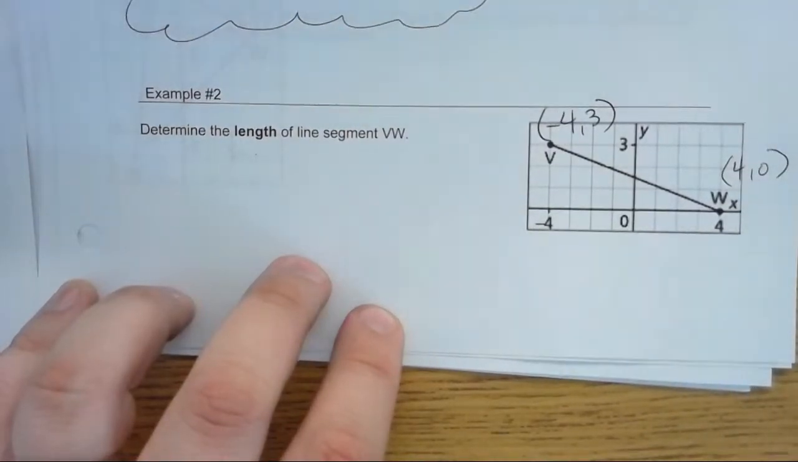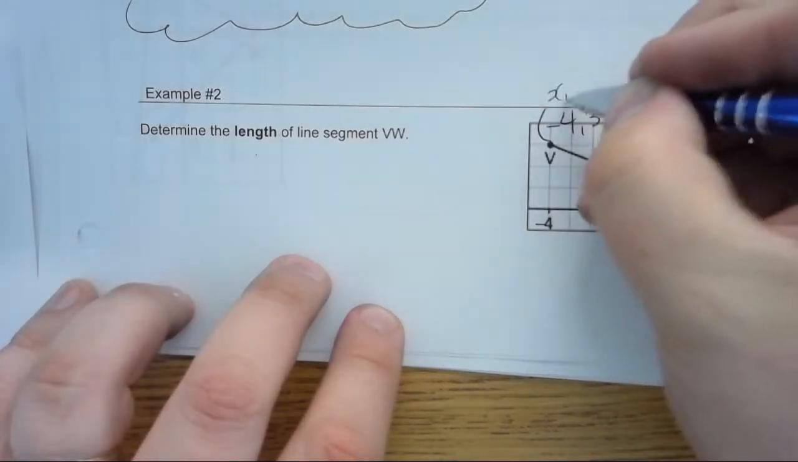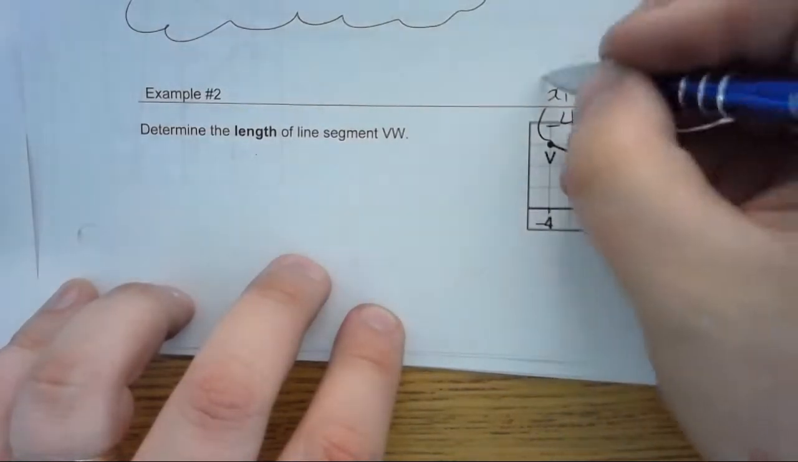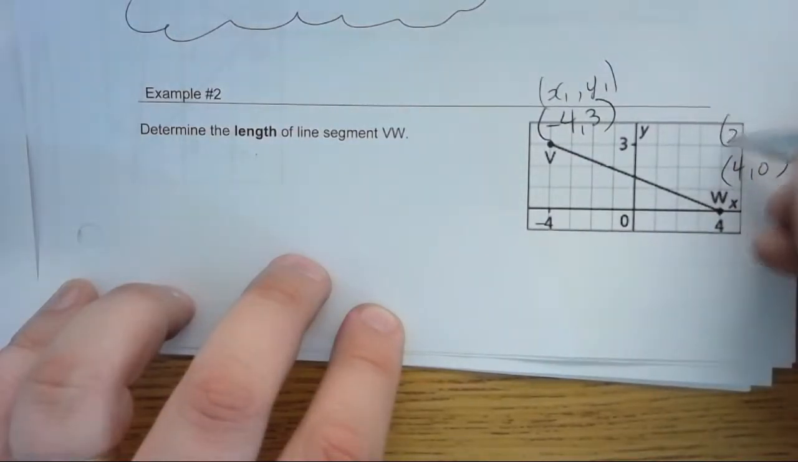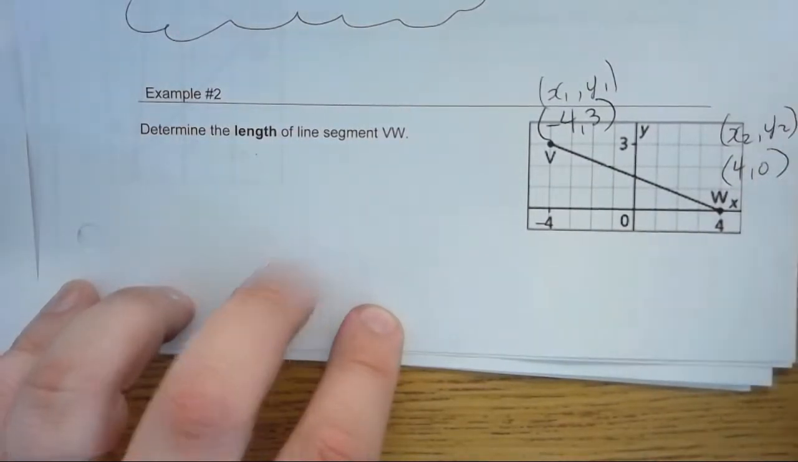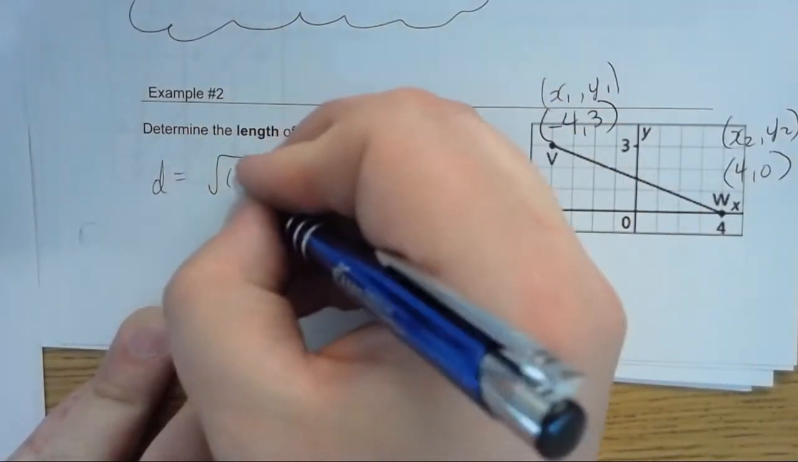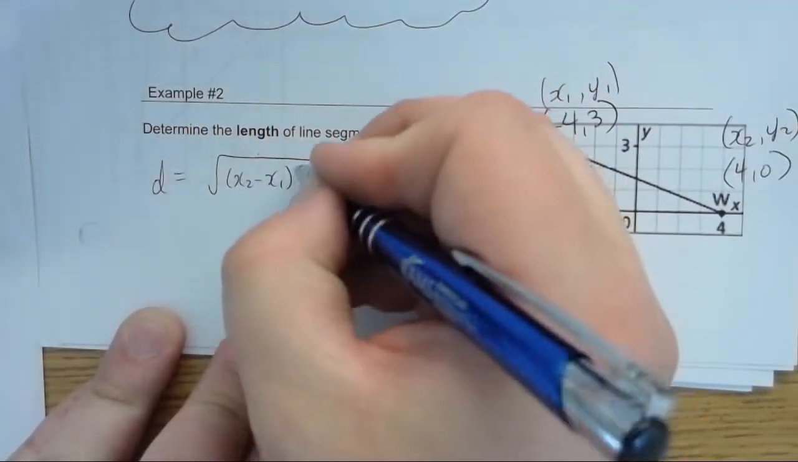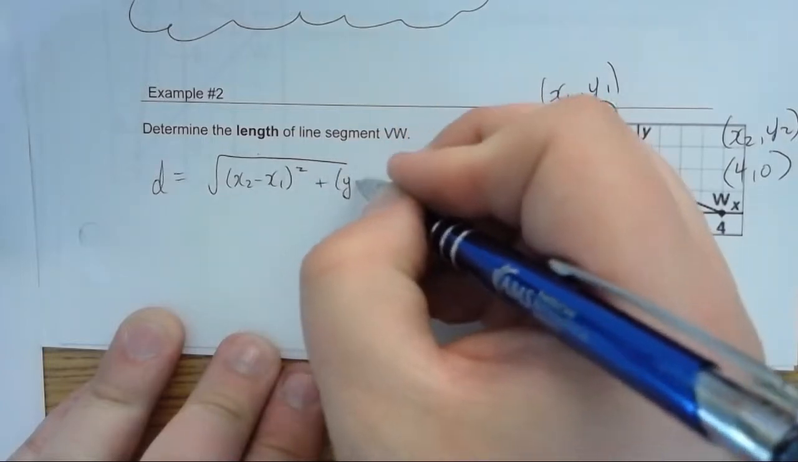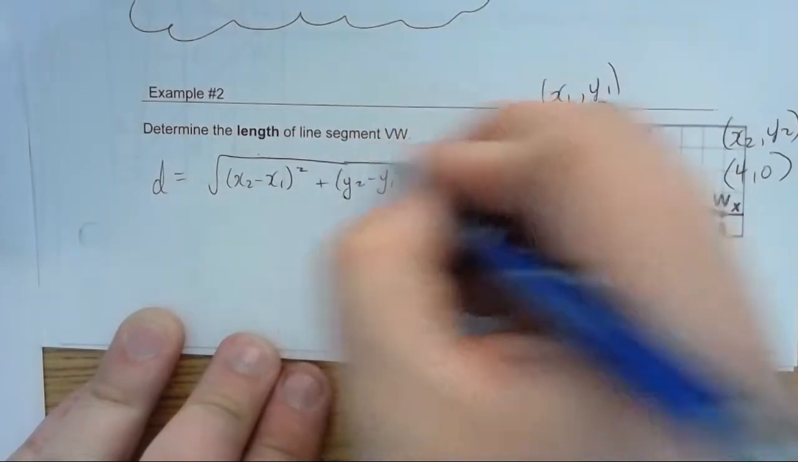Now again, it doesn't matter which one I call first and second, but I'm a left to right reader, so I'll call that x1 and y1. I'll call those the first coordinates. And I'll call this x2 and y2. Okay, so let's write the formula down again. The distance between any 2 points is the square root of x2 minus x1 squared plus y2 minus y1 squared.